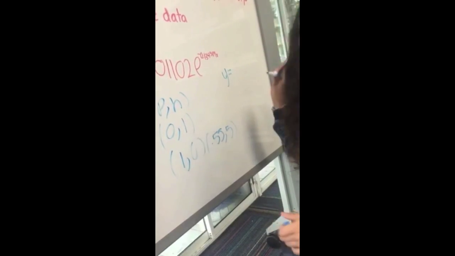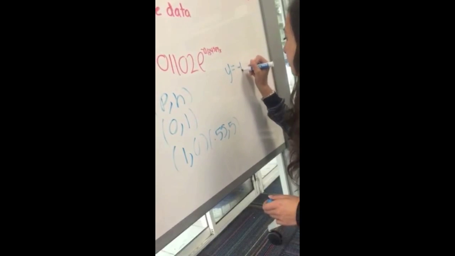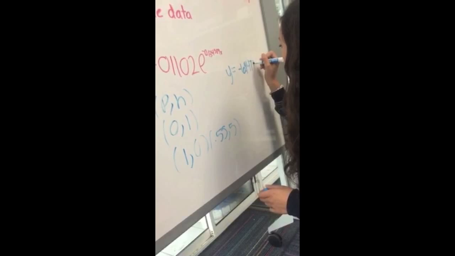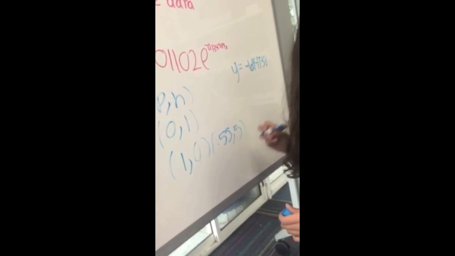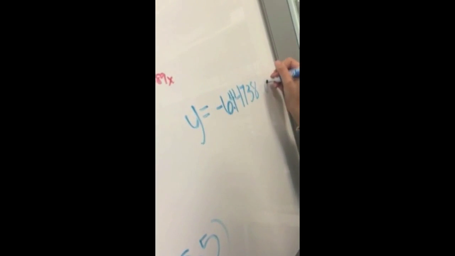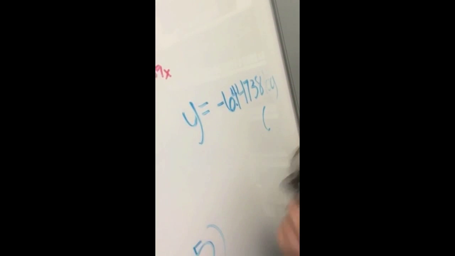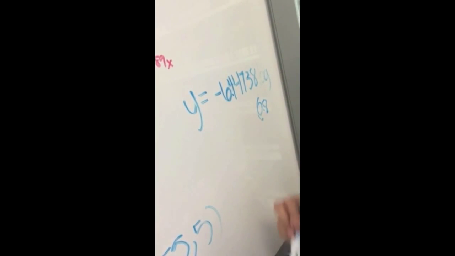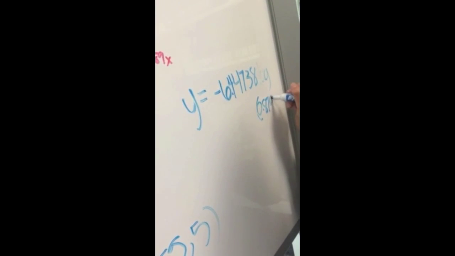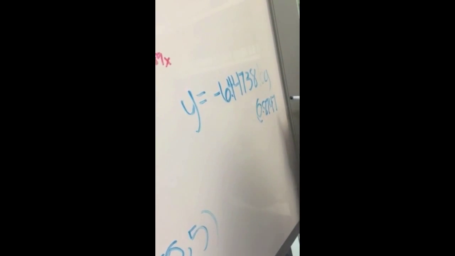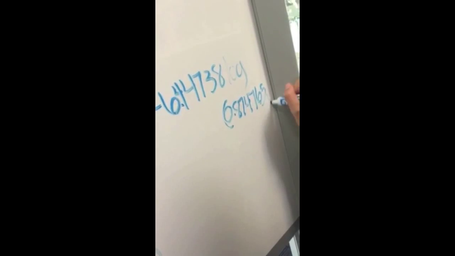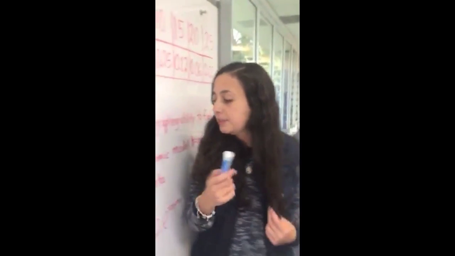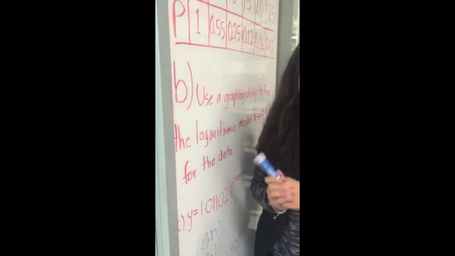y minus 6.44738 log, and in parentheses 0.8747565x. And in this one it gives you in logarithms.